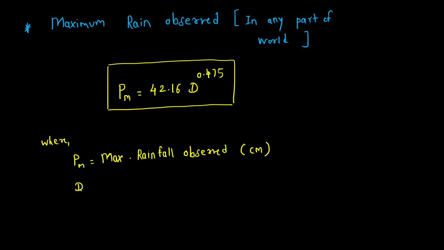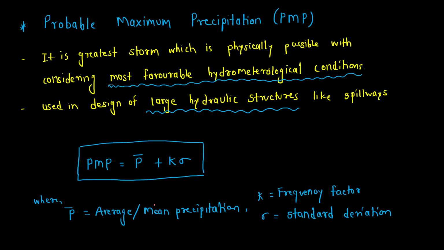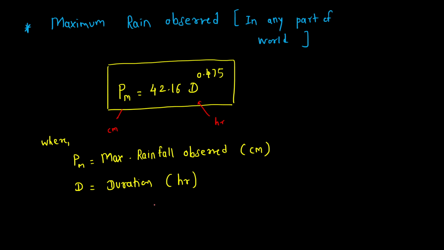So the units are different here. d is the duration and the duration is in hours. Okay, so P is in centimeter and d is in hours. So this you should know. This also can be asked in the exams. So that's it with these three definitions. The first one is PMP, then SPS, and the maximum rainfall observed.